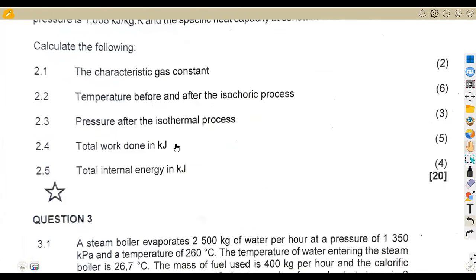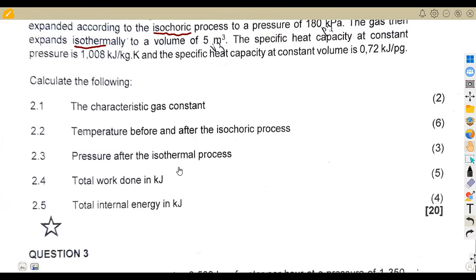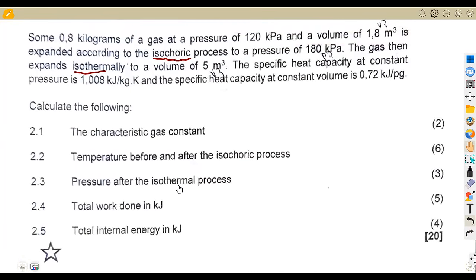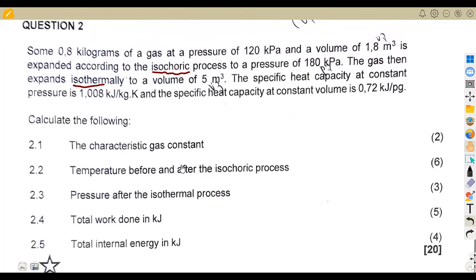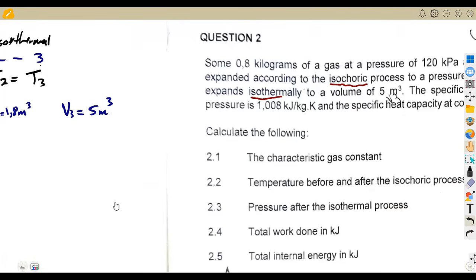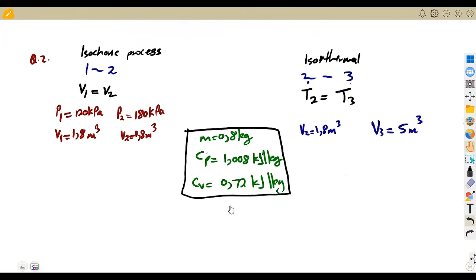All right, so what I'm going to do is to try by all means to bring you guys all the formulas that you're going to need under each and every process so that you do not struggle on your revision. But anyways, we're given the characteristic gas constant, which is R in this case. How are we going to obtain R from this information that we're given?